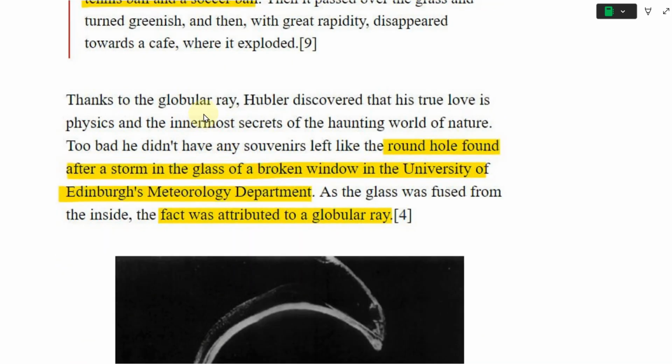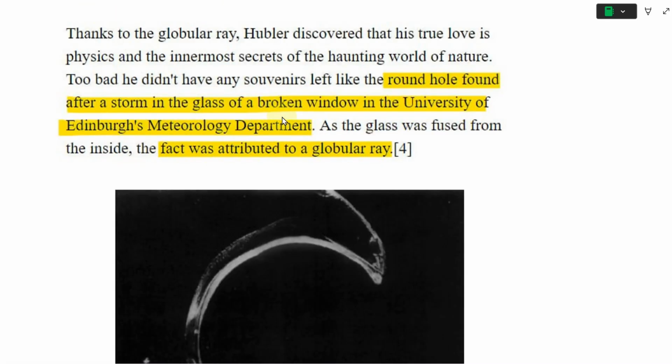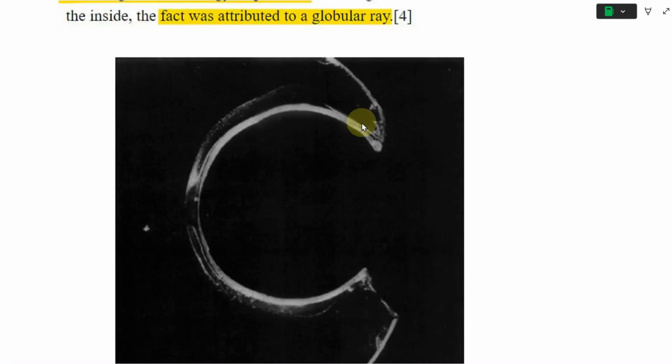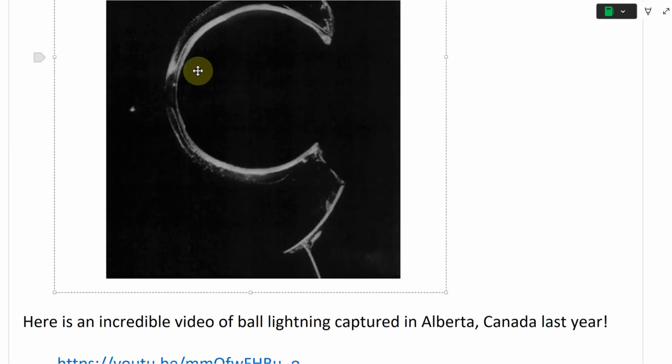And thanks to the globular ray, further in the article, Hubler discovered that his true love is physics and the innermost secrets of the haunting world of nature. Too bad he didn't have any souvenirs left, like the round hole found after a storm in the glass of a broken window in the University of Edinburgh's meteorology department. As the glass was fused from the inside, the fact was attributed to a globular ray. So in other words, ball lightning. So again, there's some advanced physics going on right here.